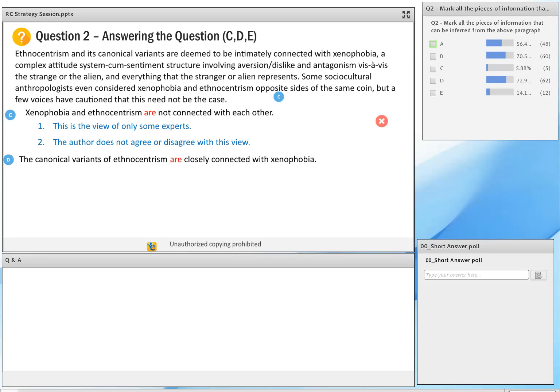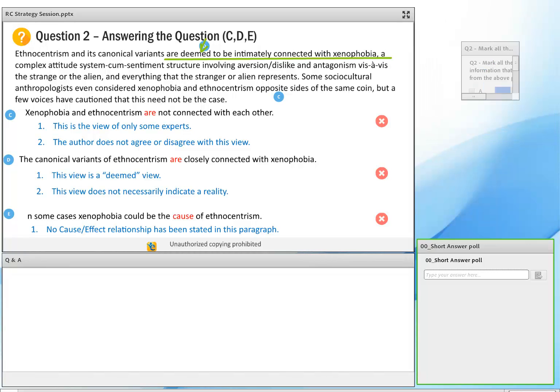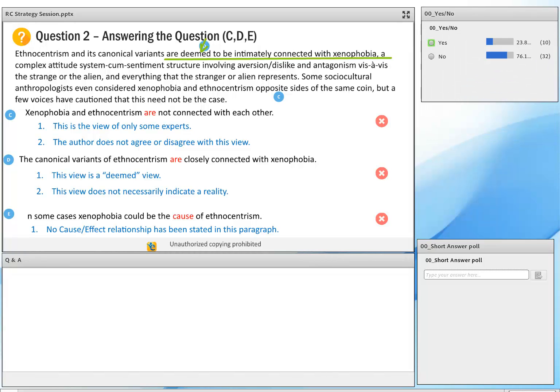The canonical variants of EC are closely connected with XP. Now look at this choice. This choice was selected by quite a few of you, and this choice is actually the reword of this particular sentence, are deemed to be intimately connected with XP. But here, this was a deemed view, and the author has not said whether he agrees with this deemed view or whether he does not agree with this deemed view. So we cannot infer this statement from the passage. Okay, so the only correct inference is choice B.